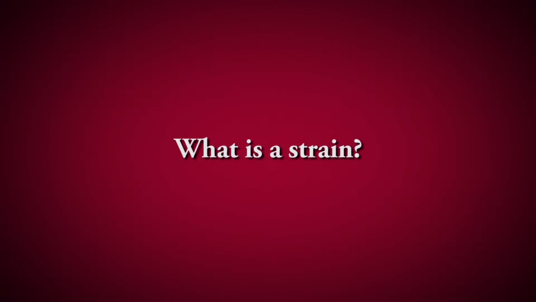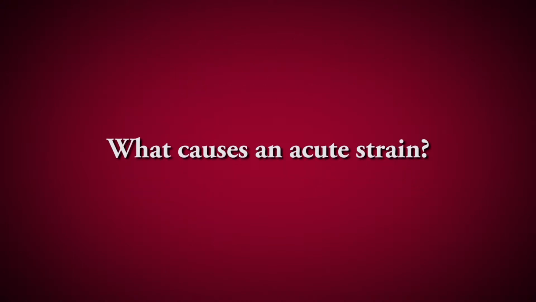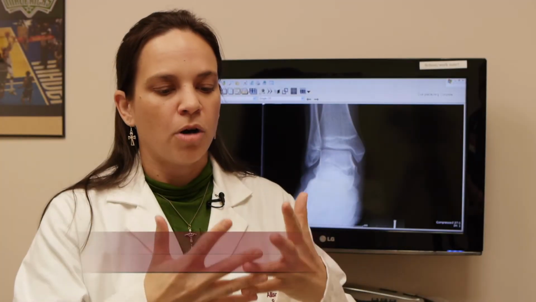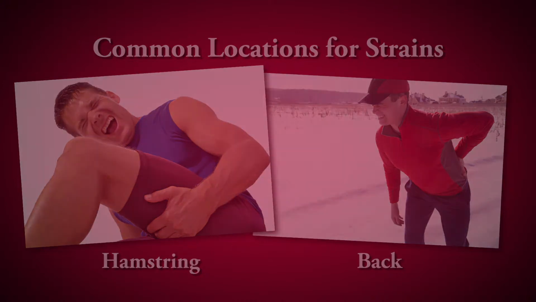A strain, on the other hand, is a stretching or tearing of a muscle or tendon. There are two types of strains: an acute strain or a chronic strain. For an acute strain, there are different degrees. You can stretch the tendon or the muscle, you can partially tear it, or you can completely tear it, and these can happen acutely. The most common locations are oftentimes the hamstring or the back, but it really depends on the type of activity that you're involved with as to what you're most at risk for.